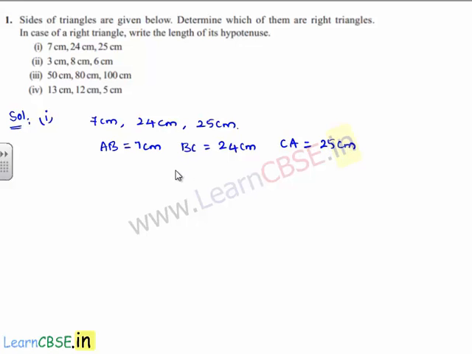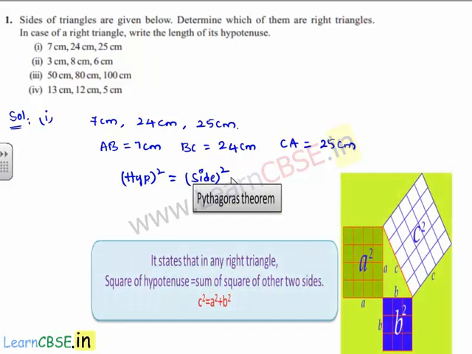In order to check whether given sides form a right angle triangle or not, we have to verify the Pythagoras theorem. From Pythagoras theorem, in right angle triangle we know that hypotenuse square is equal to sum of squares of other two sides.